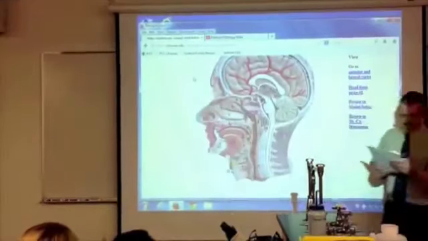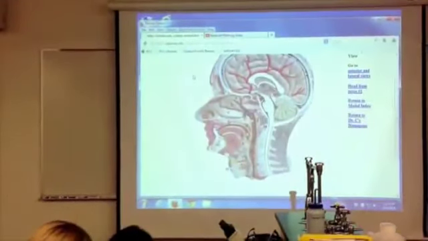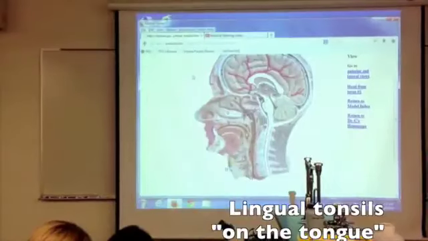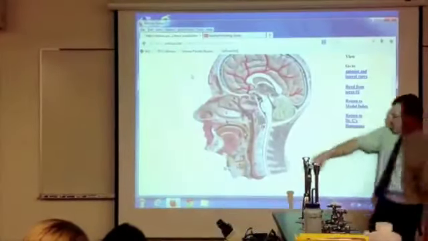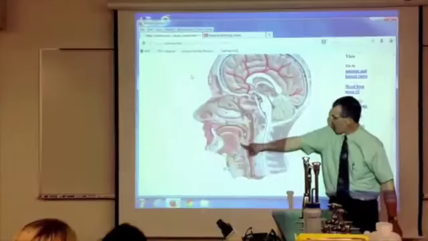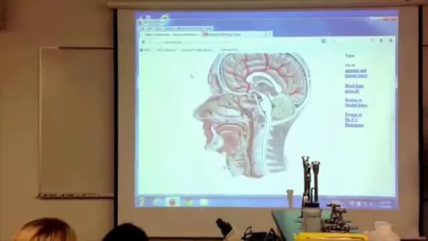So give me T. What's T going to be? It's going to be a vowel. Lingual tonsil. On the tongue tonsil. So your palatine is one that people talk about getting removed. The lingual is actually on the tongue. Those are lymph nodes in those locations.